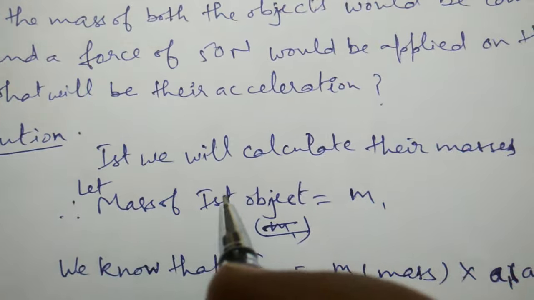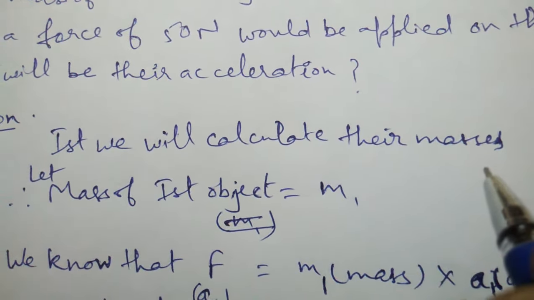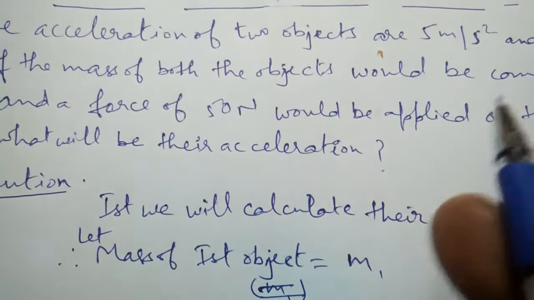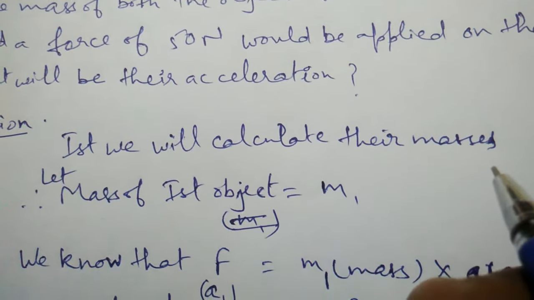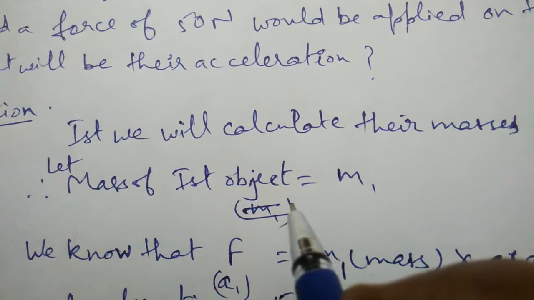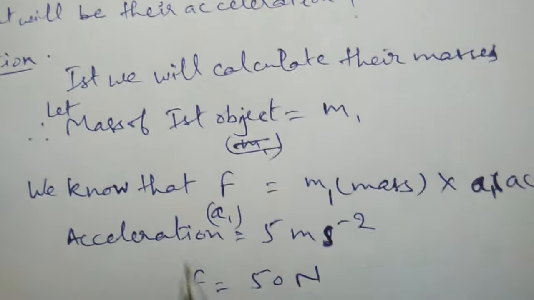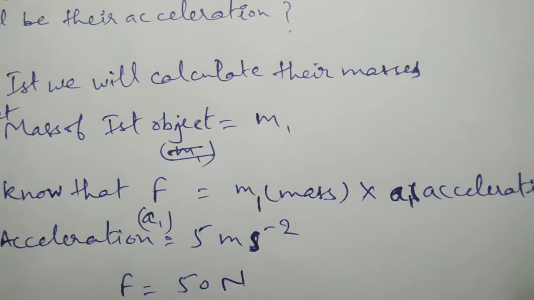So first of all we will calculate the masses of both the objects because mass has not been given here. So first of all we will calculate the mass of the two objects. Let the mass of the first object be m1. We know that force is equal to mass into acceleration.